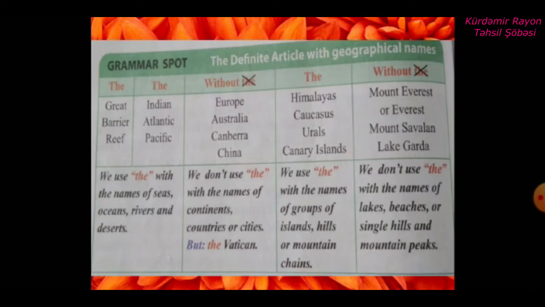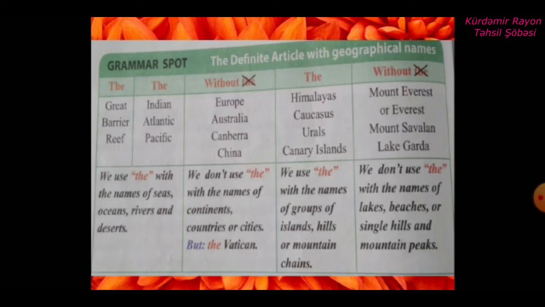In the same way, we say the bank, the post office, also the doctor, the dentist. But we are going to learn how to use the definite article with the geographical names. We use them with the names of seas, oceans, rivers, and deserts. For example, the Great Wall, the Indian Ocean, the Caspian Sea. But we don't use them with the names of continents, countries, or cities.